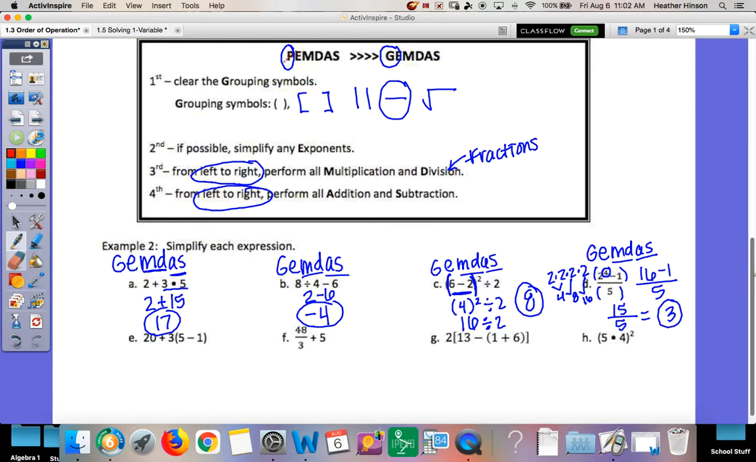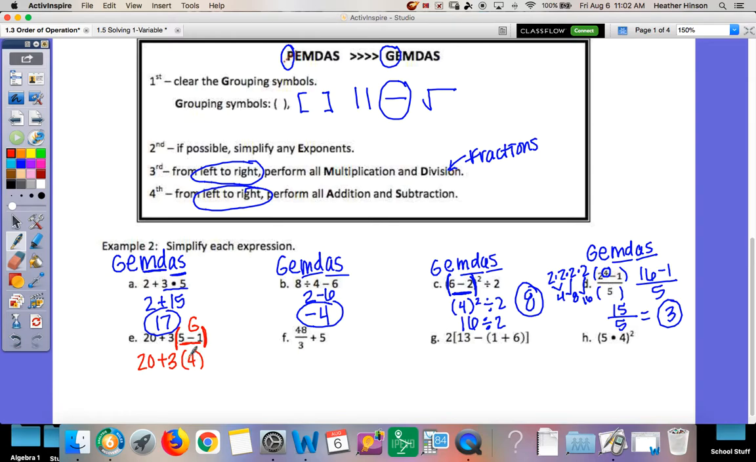Okay, bottom row. For E, do we have any groups? Yes, we have these parentheses right here. We want to do what's inside the group. We're not distributing this. That is not what grouping symbols mean. Grouping symbols means do what's inside. What is 5 minus 1? That is 4. So bring that down.